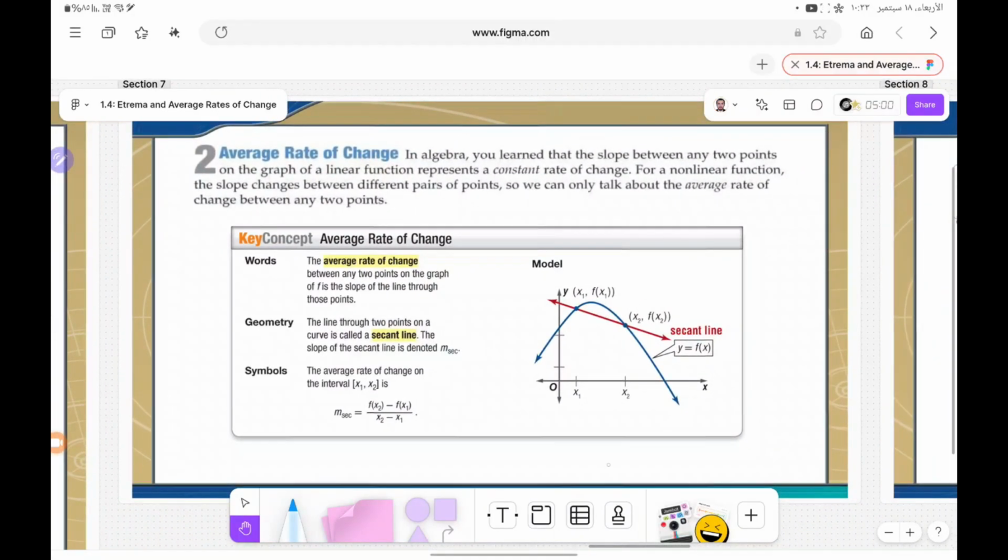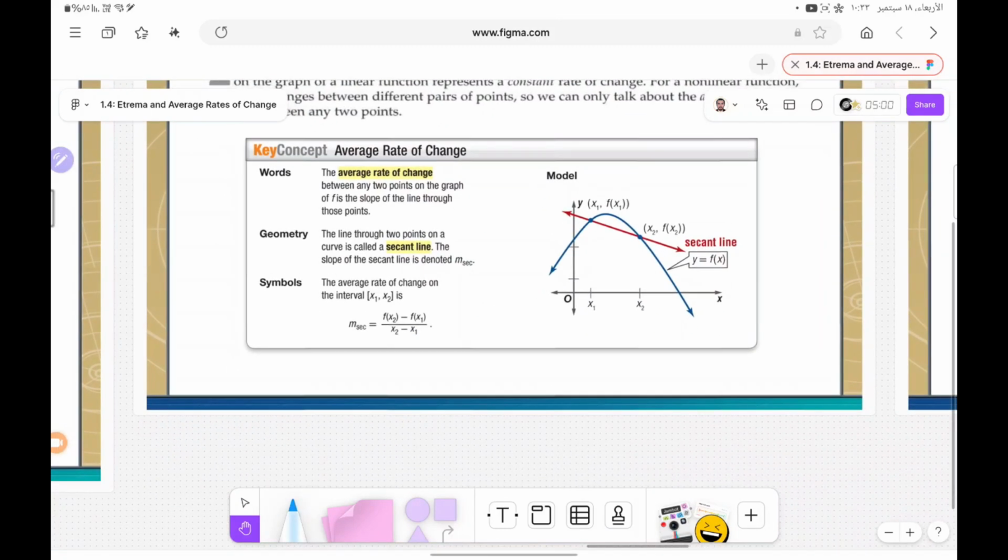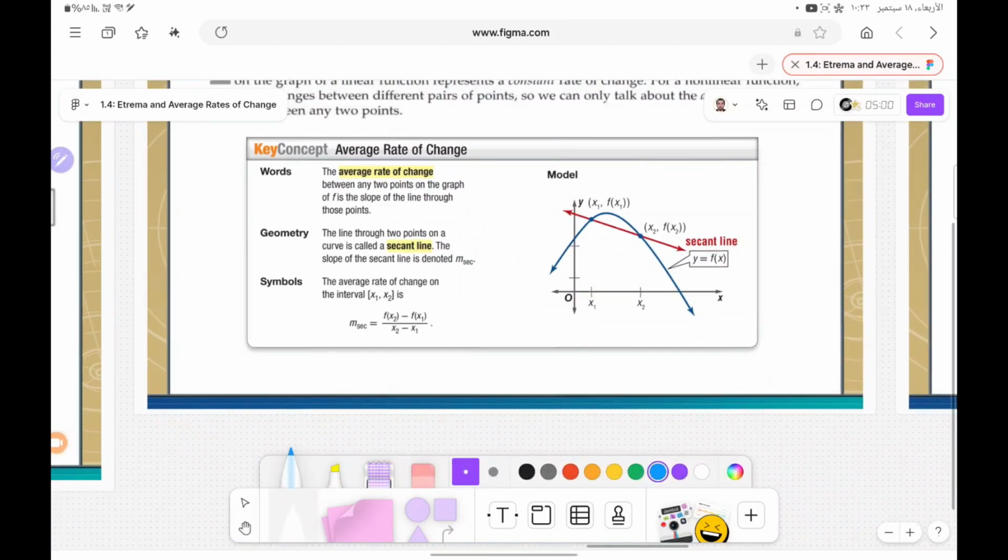Now the second part of the lesson, which is the easy part, is average rate of change. Average rate of change is a lesson where most students study how to find the slope, or the change between two different values. For example, you studied before in class how we can find the slope. The slope is y2 minus y1 over x2 minus x1.